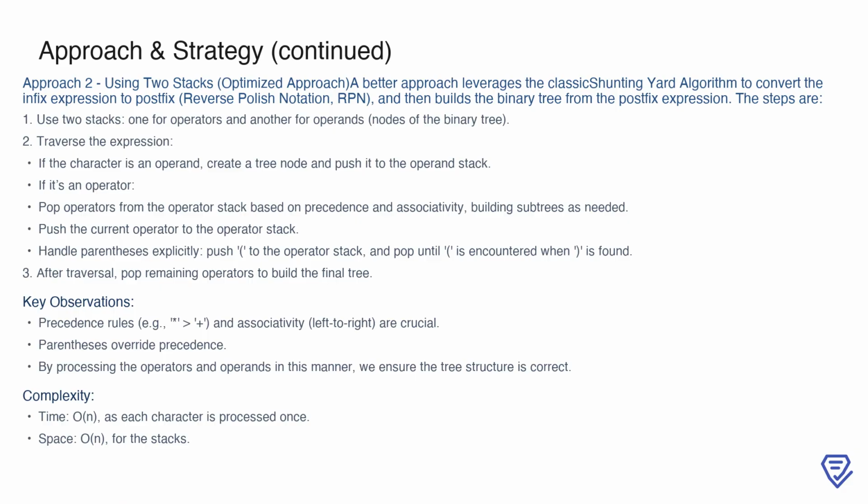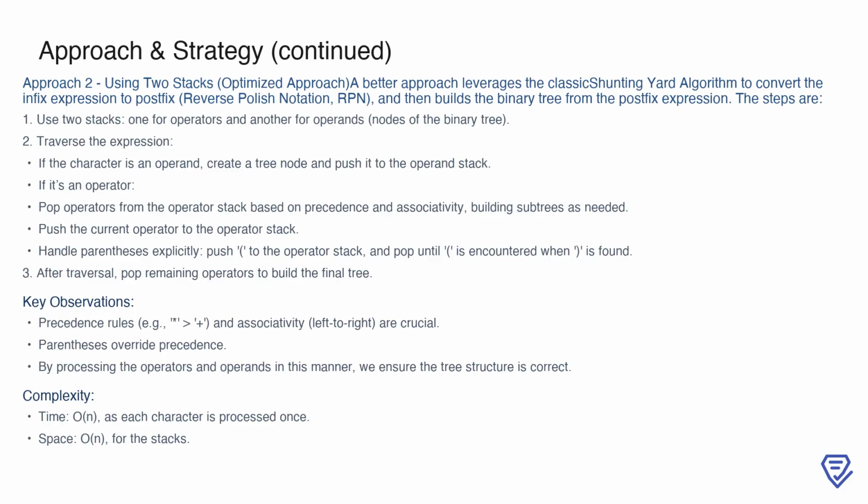A more efficient strategy is to use the two stacks approach, which is an optimized method based on the shunting yard algorithm. This approach transforms the infix expression into postfix notation, or reverse Polish notation, and then constructs the binary tree from the postfix expression.